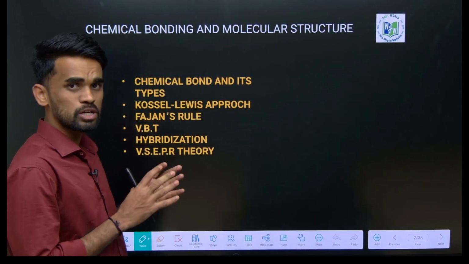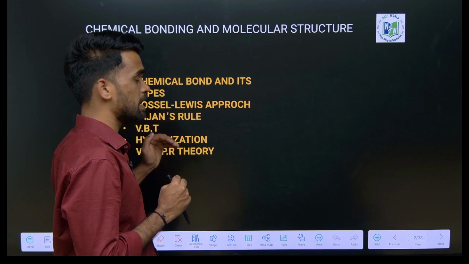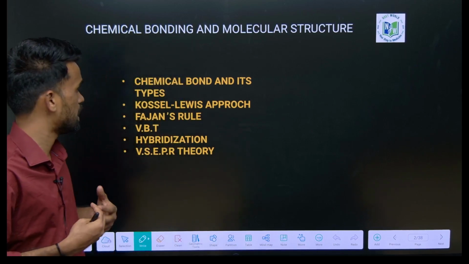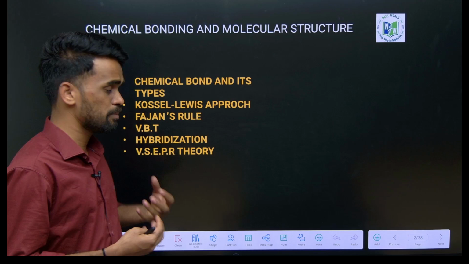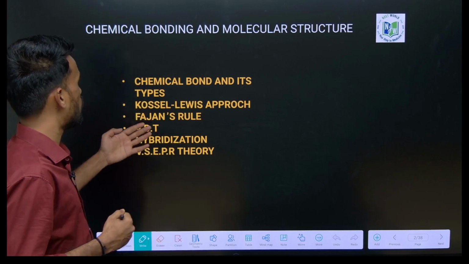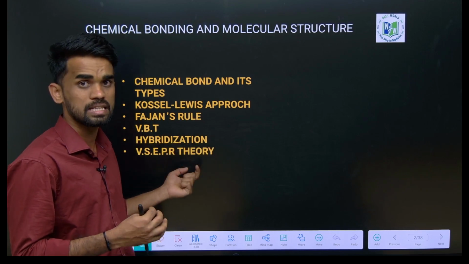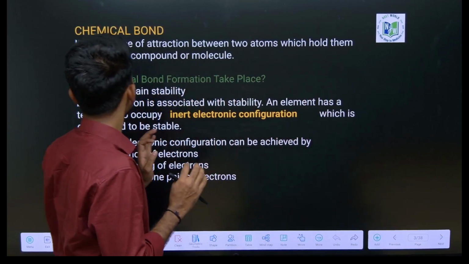Okay, so in this video we are going to see what exactly a chemical bond is and its types. Then next, what are the approaches given by different scientists or chemists to explain this chemical bond. It means what exactly the valence bond theory is, what the hybridization concept is, and the valence shell electron pair repulsion theory. Okay, so let us start our topic.